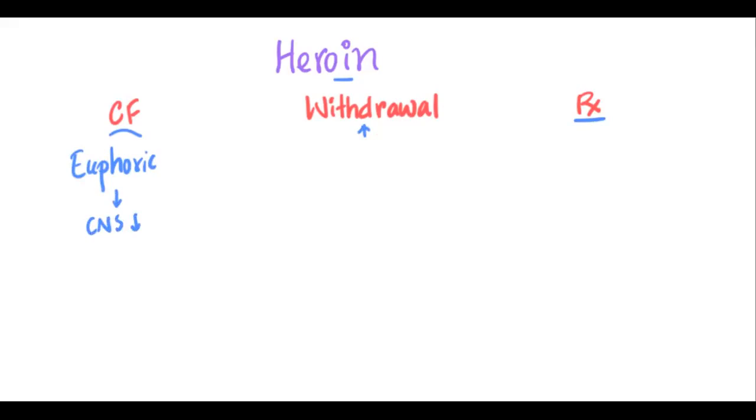And whenever there is CNS depression, this leads to a reduction in the respiratory rate due to the depression of the respiratory center. And the patient often becomes comatose. And if the patient has a severe or very high overdose, this can lead to death.